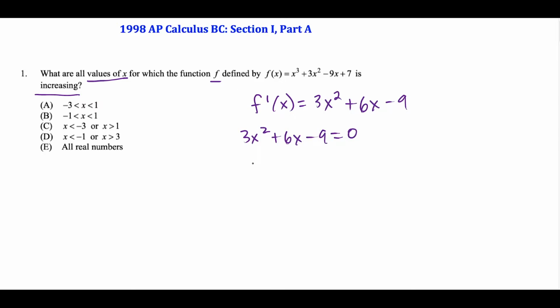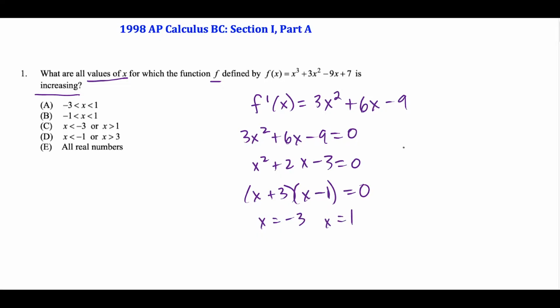And we can just divide everything by 3 here to make this a little simpler. We'll have x squared plus 2x minus 3 equals 0. And now factor this to x plus 3 times x minus 1. So the roots are going to be negative 3 and positive 1. So we take the roots and we throw them on a number line here. And this is a number line for f prime.